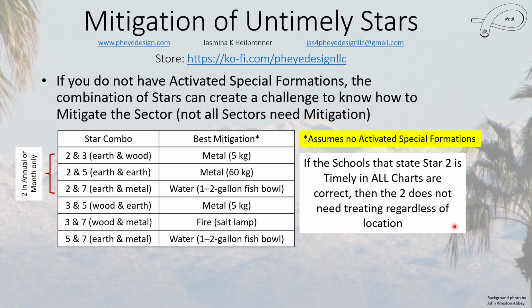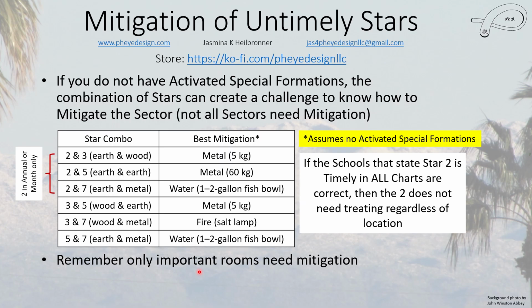Now, if the school that states that star 2 is timely in all charts, then this right here is irrelevant. Only this is relevant in periods 9, 1, and 2. And in fact, in period 1, even the 3 becomes timely. So that would definitely be out. So I'm just letting you know that yes, these things here may not be a problem.